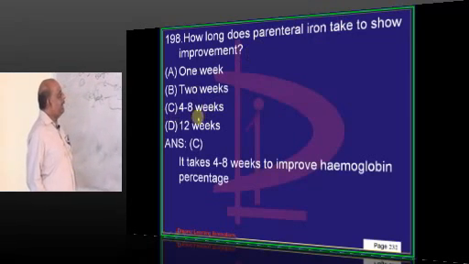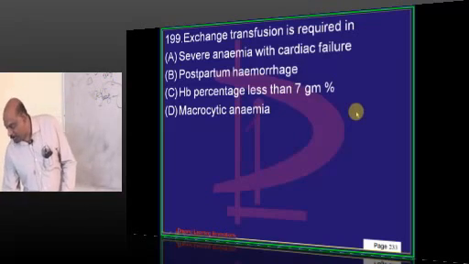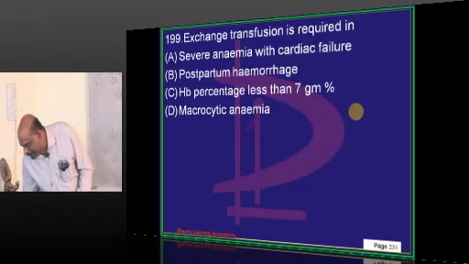So how many days will parenteral iron take, doctor? Around 4 to 8 weeks for the hemoglobin to improve is what you need to basically remember.